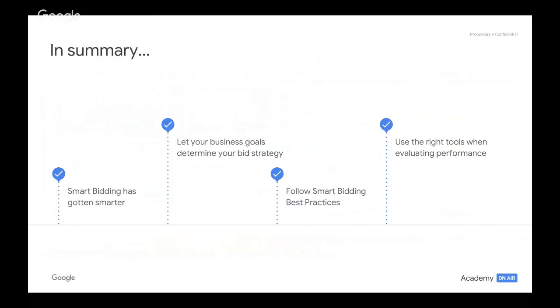Then when we have selected one and we go to implement, we want to make sure that we're adhering to all of the best practices that Charlotte went through. So feel free to go back through this deck and run through each of those individual best practices. And then once we've implemented it or we're testing it, we want to make sure that we're evaluating the performance correctly. So making sure that we're adhering to the learning period, the conversion lag, and using the right testing ground for those smart bidding strategies.